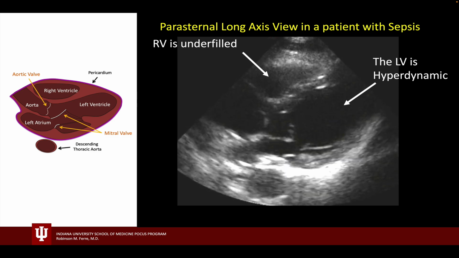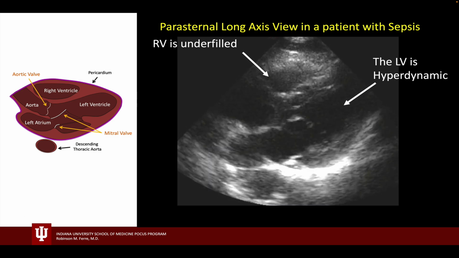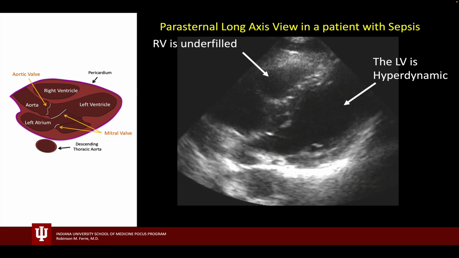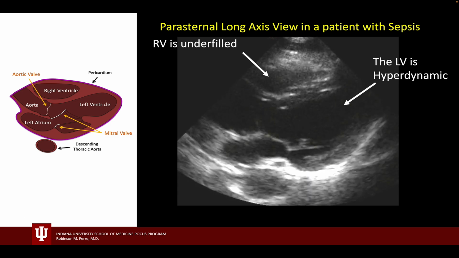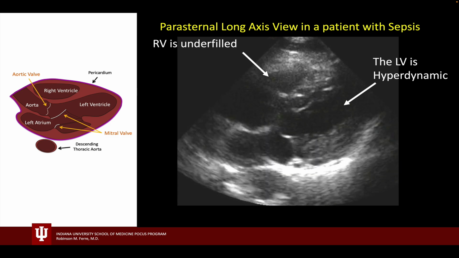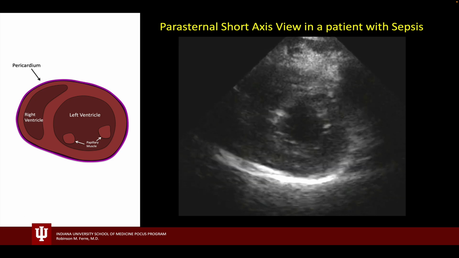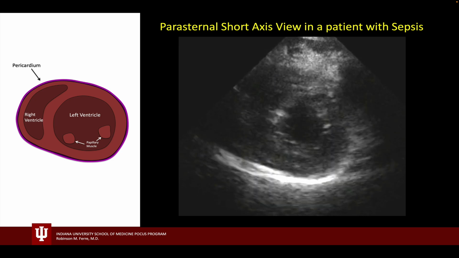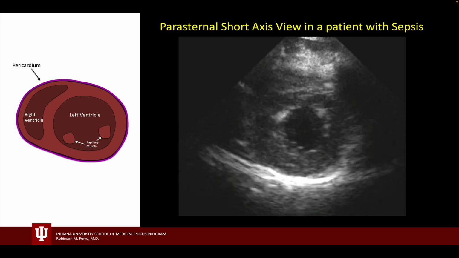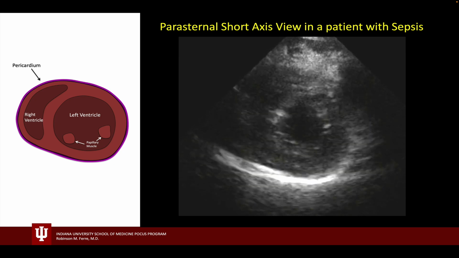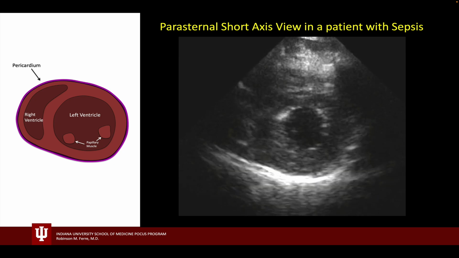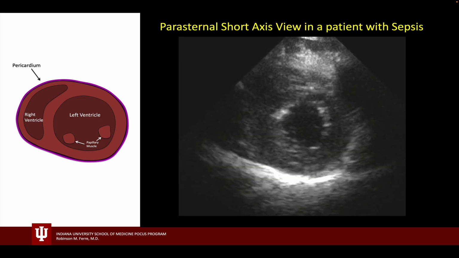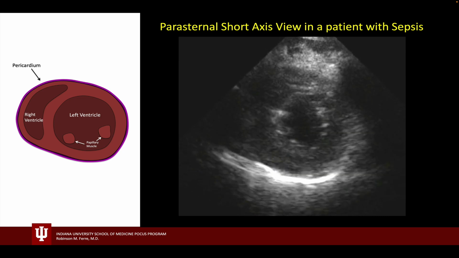Remember, the right ventricle should be about the same size as the aorta and the left atrium. In this case, the right ventricle is much smaller, indicating less blood is coming back to the heart. We can confirm this same look by looking at a parasternal short axis. Here we see that the heart's ejection fraction is very high, and while we should see the right ventricle in this view, we're really not seeing much at all because the heart is underfilled.